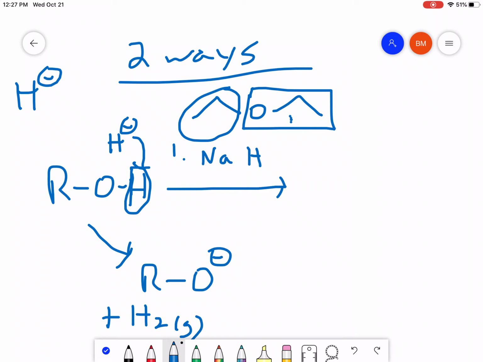You always know this is working because you produce H2, it's a gas, you'll see it bubbling up. Whatever you do, don't put an open flame to it. That would be very bad. All right? So that's the first step of the reaction.